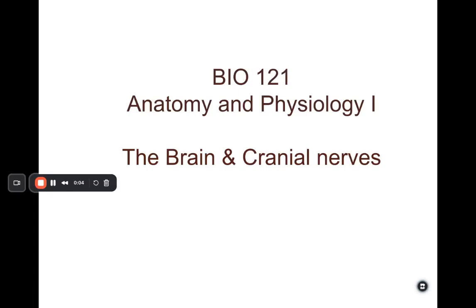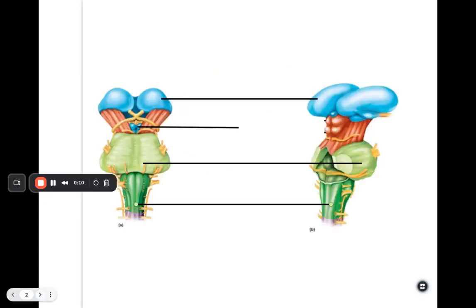This video is about the brain and cranial nerves. So we're going to look at some of the anatomical features of the brain and the cranial nerves. What we'll do is start at the base of the brain and work our way up. So the bottom of the brain consists of the brain stem.